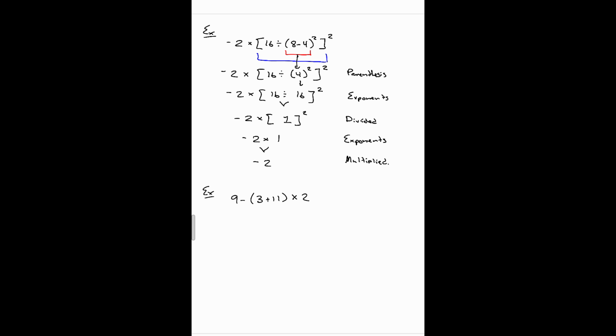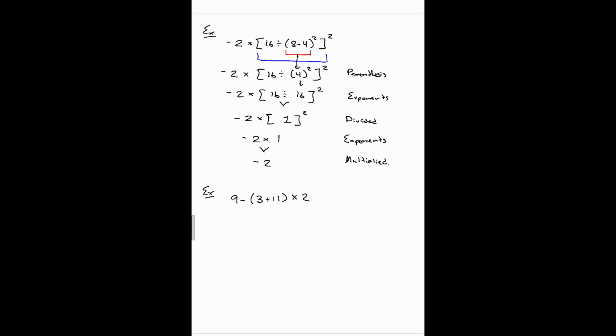So yeah, just like I said in the last step, the work is starting to look like a funnel, like a little tornado, and then it comes down to one single number. Now, last but not least, we have another problem down here. 9 minus, in parentheses, 3 plus 11, close parentheses, times 2. So hit pause real quick and let's see what you come up with.